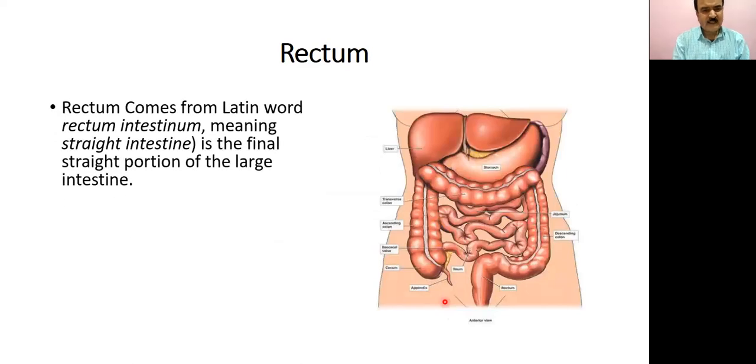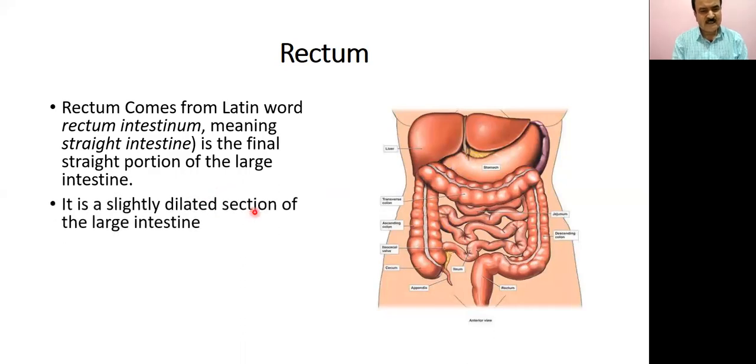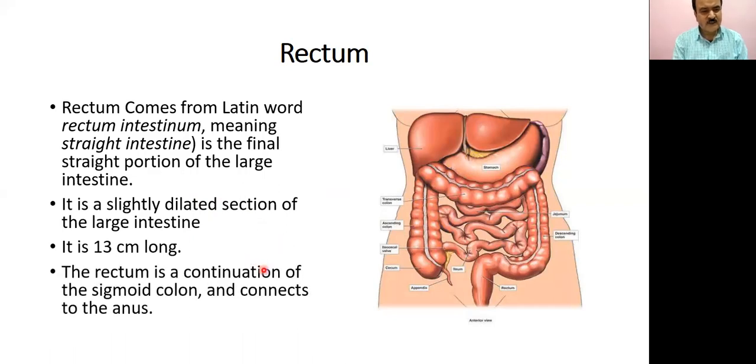Briefly about the rectum. The rectum comes from the Latin word rectum intestinum, meaning straight intestine. Compared to other parts of the intestine, it is a bit straight and vertically placed. It is the final straight portion of the large intestine. It is a slightly dilated section of the large intestine. It is about 30 centimeters in length, and the rectum is a continuation of the sigmoid colon and connects to the anus. So the rectum is again a storage of the fecal matter.